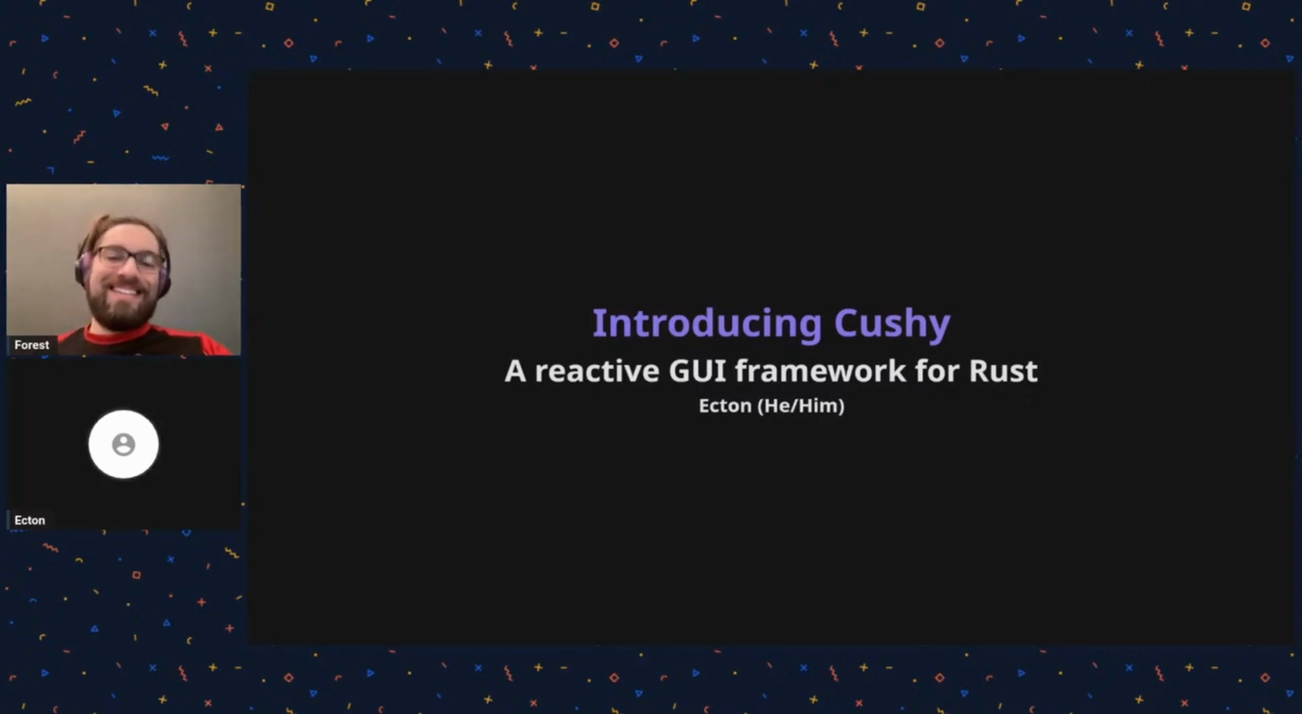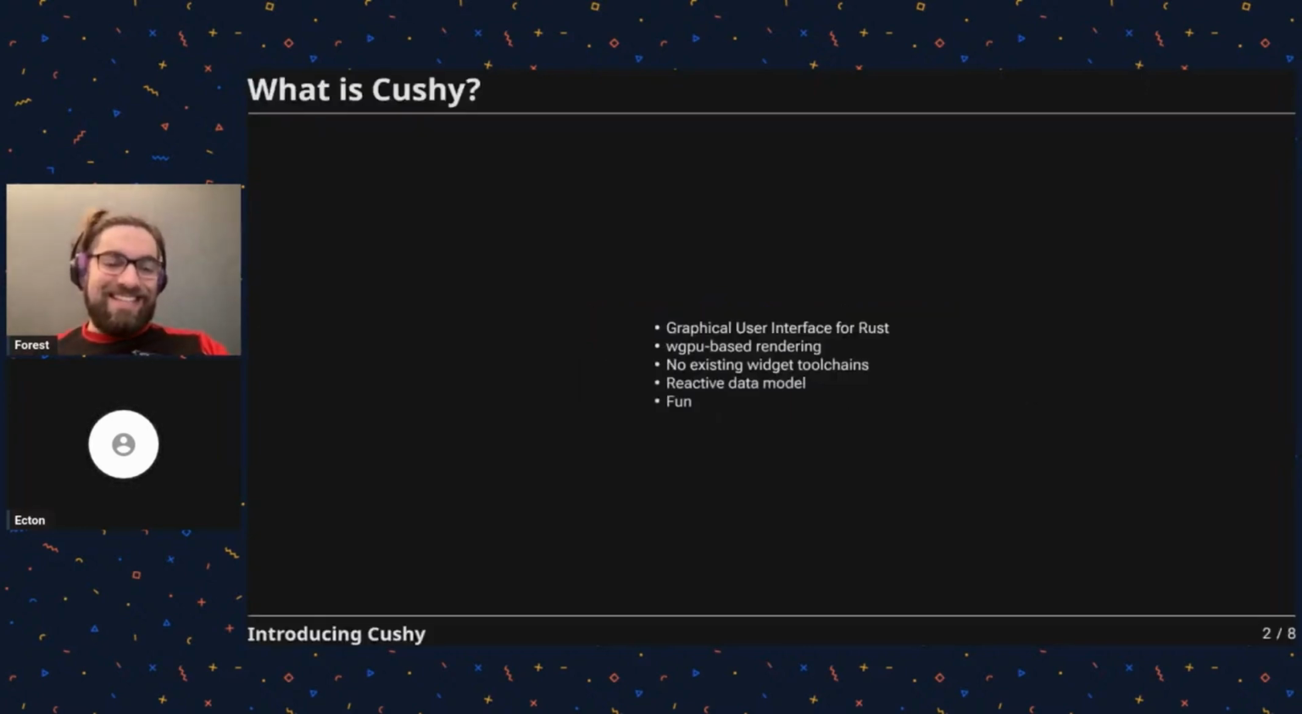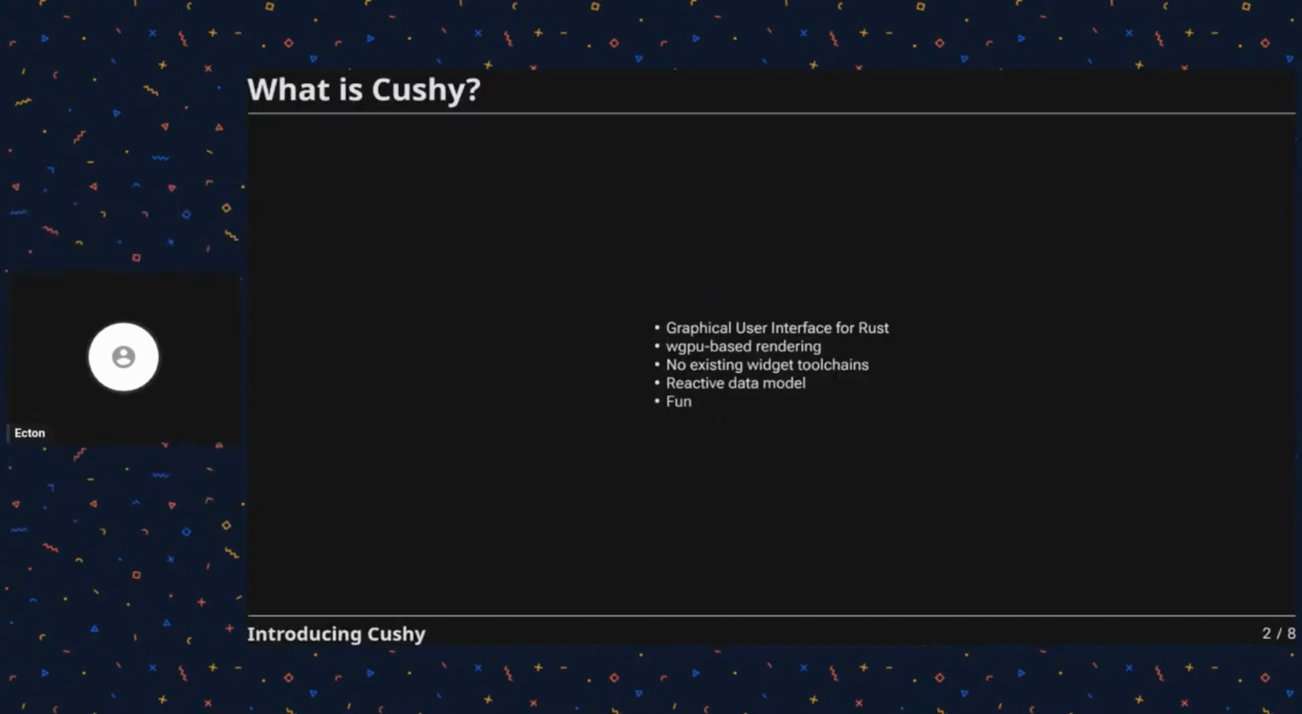So, anyways, I'm now introducing Cushy today, which is a reactive GUI framework for Rust. I've built it to be very WGPU centric. So it's rendering not using any existing widget toolchains. And then I've been inspired by Leptos. Leptos is a kind of reactive data model that's using signals and stuff. And overall, I found it to be really fun.